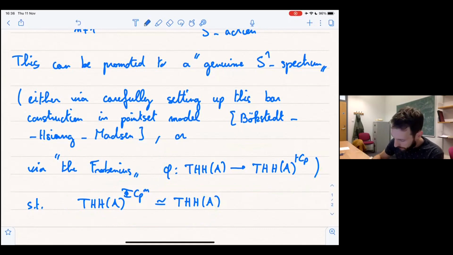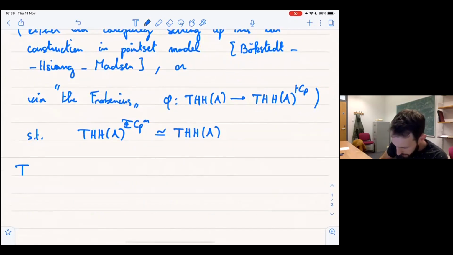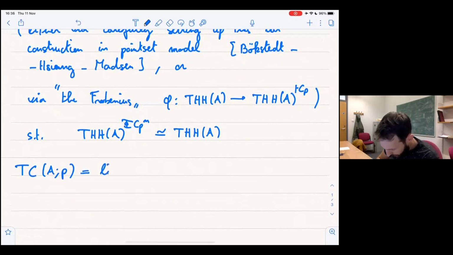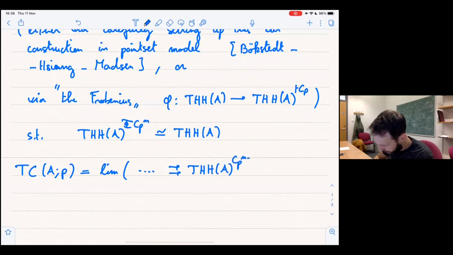Once you set this up, you can define TC, so topological cyclic homology at a given prime p, as a limit of a big diagram that you can set up using the fixed points of this THH.